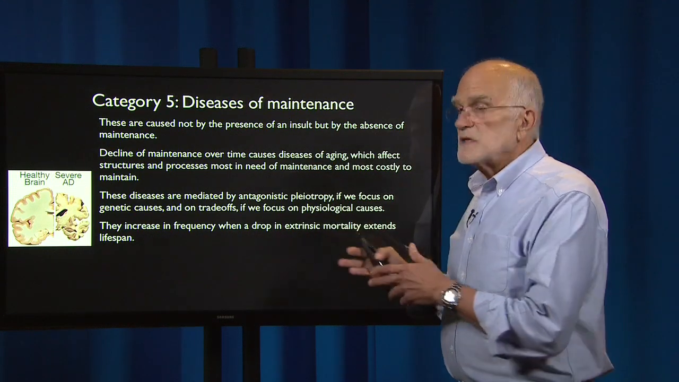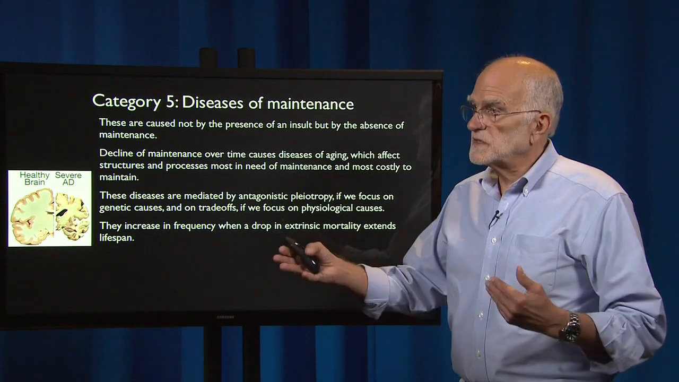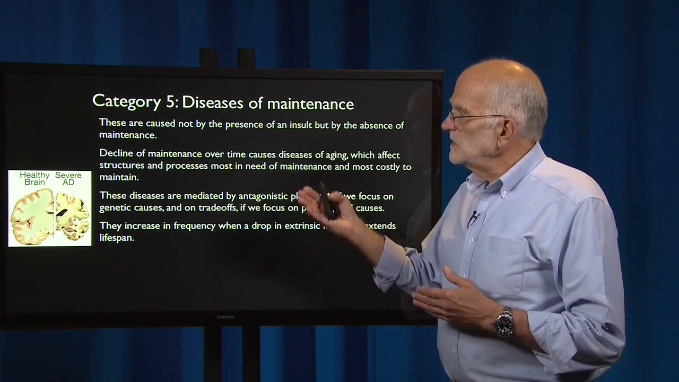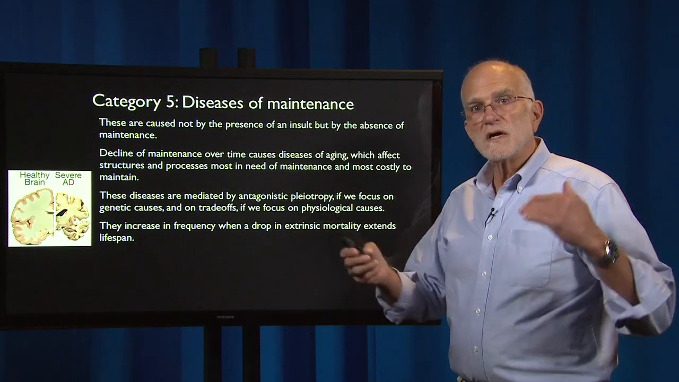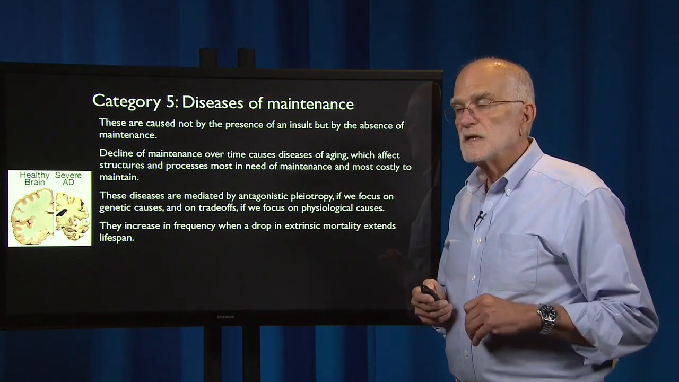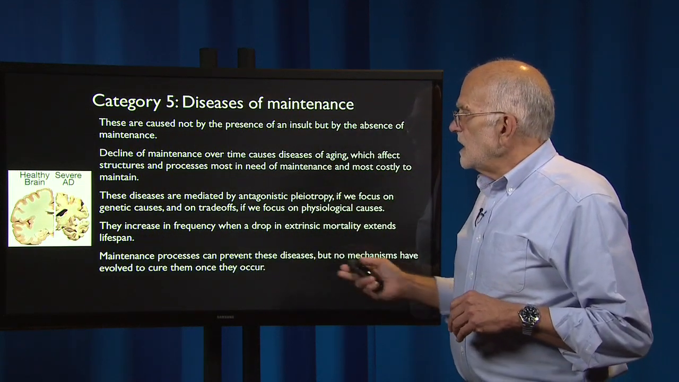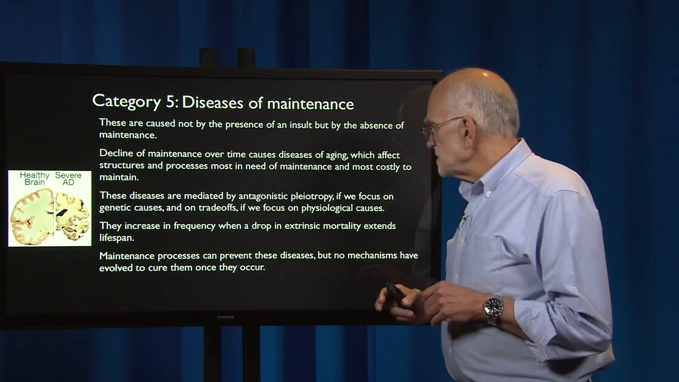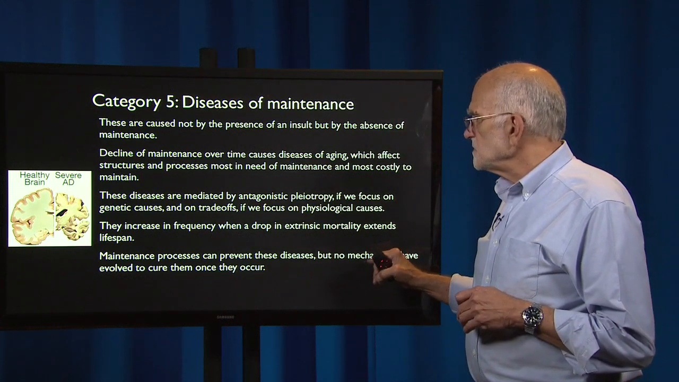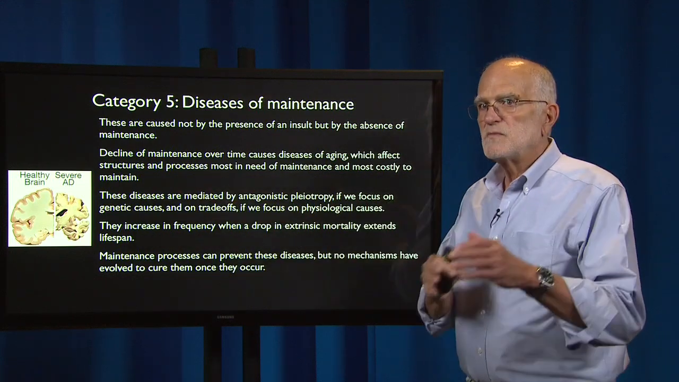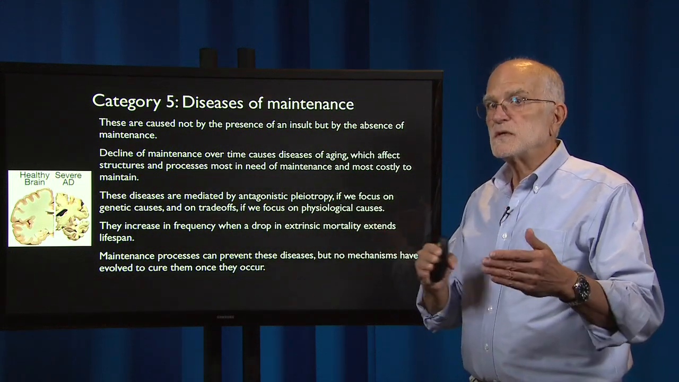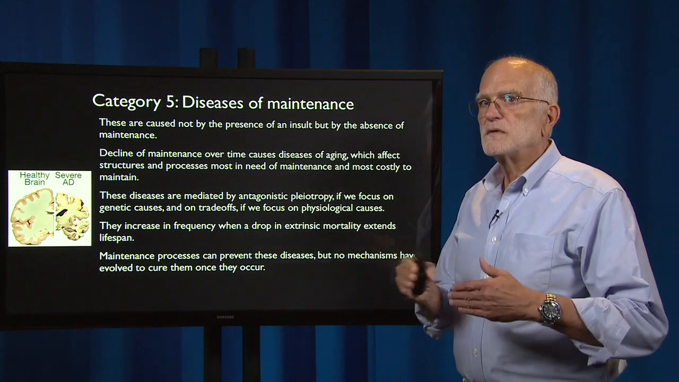So this is one of the consequences of self-domestication. We extend lifespan and diseases of maintenance start to appear because our bodies were not designed to keep us well maintained that long. Maintenance processes can prevent these diseases, but there are no mechanisms in place to cure them once they begin. So they can be prevented naturally, but they cannot be cured naturally.